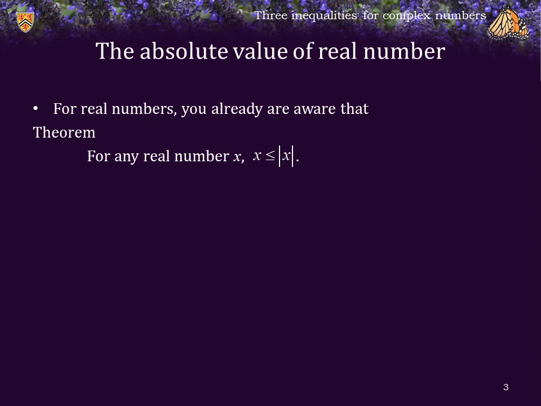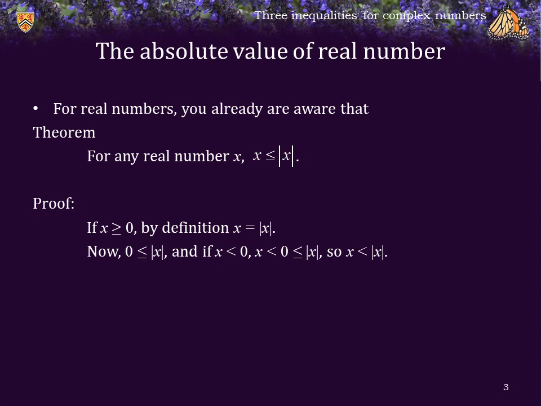Now, for real numbers, you are already aware of this property. Theorem: for any real number x, x is less than or equal to the absolute value of x. Proof: well, reasonably straightforward. Let's look at the two cases. If x is greater than or equal to 0, then by definition x is equal to the absolute value of x.